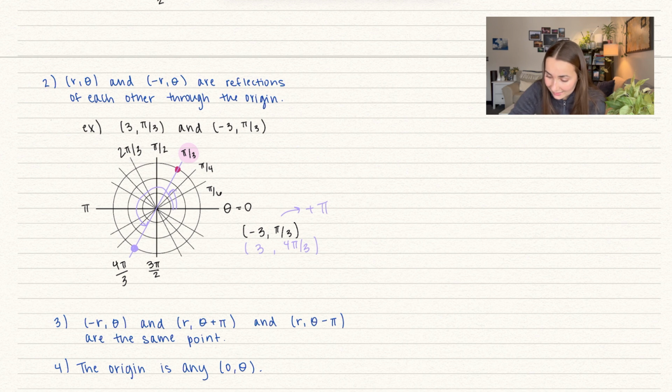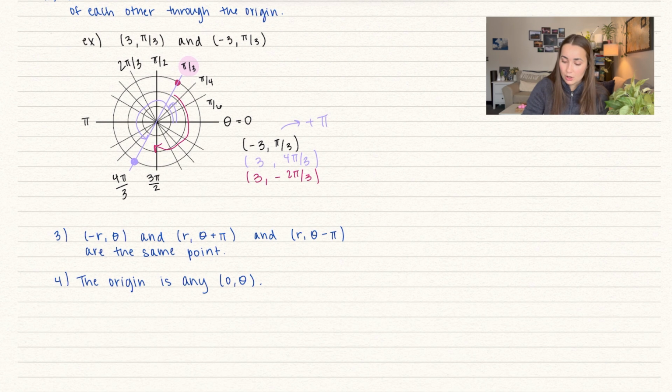Now I can do the exact same thing. I can just go in the backwards direction. I could just subtract pi from my angle, right? So if I subtracted pi from my angle, I'd go to 3 and negative 2 pi over 3. And that leads us to the third property. We have (negative r, theta) and (r, theta plus pi) or (r, theta minus pi) are all the exact same point. So notice here, there's not a unique way to express a point. There are multiple different ways that you can express this point.